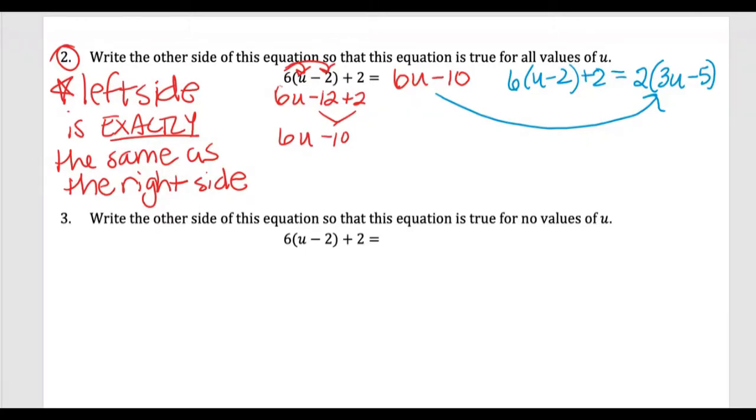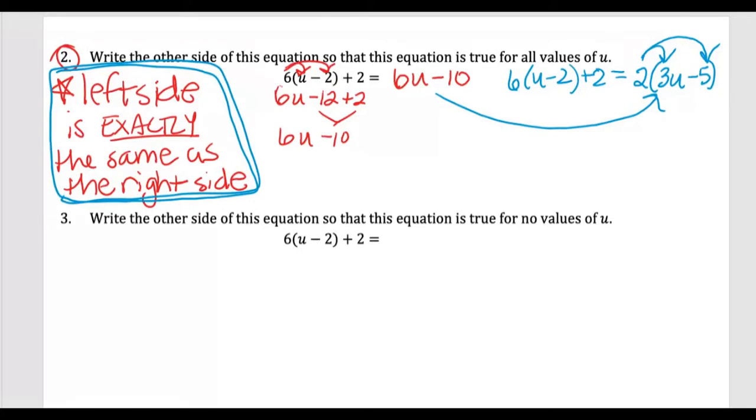So it's like with the hanger problems where you had to write an equation that matched the hangers, there were a lot of different ways that you could represent what was happening. Same kind of thing here. 6u minus 10 is the same as if I were to distribute a 2 to 3u minus 5. You have options. As long as the left side ends up equaling the right side exactly, you will have all values be solutions. Get as creative as you want or be as efficient as you want. Either's fine.